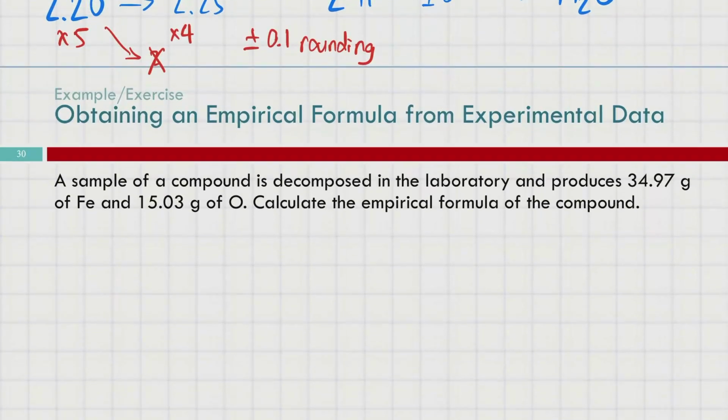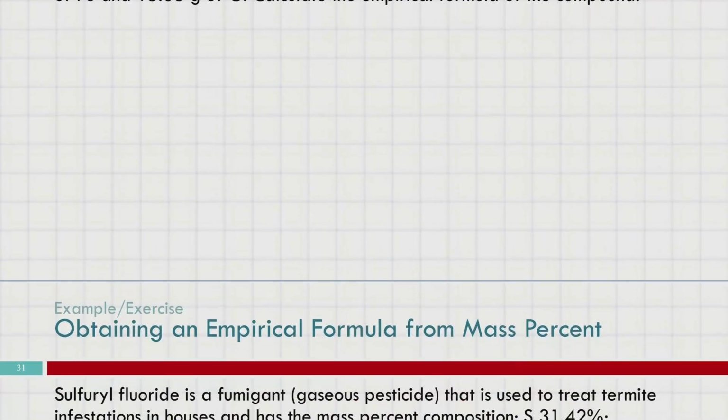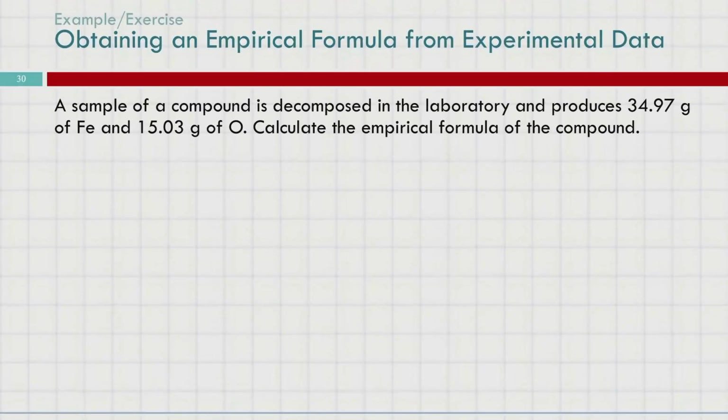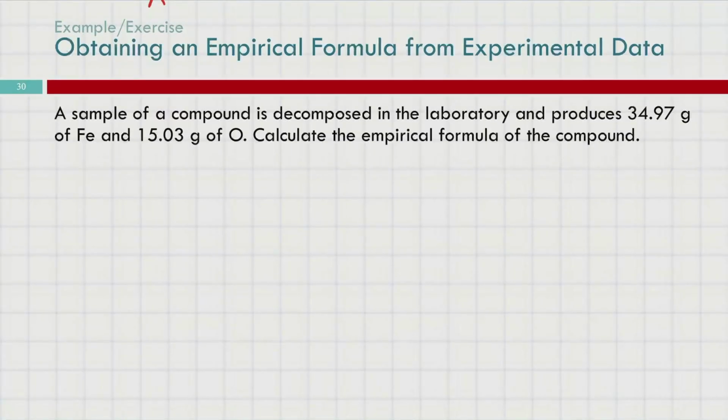All right, I'm going to give you one to try after this first one. So we'll do another example. A sample of a compound is decomposed, broken up in a lab, and produces 34.97 grams of Fe, 15.3 grams of O. We want to calculate an empirical formula. So we've got our grams of iron, got our grams of oxygen.